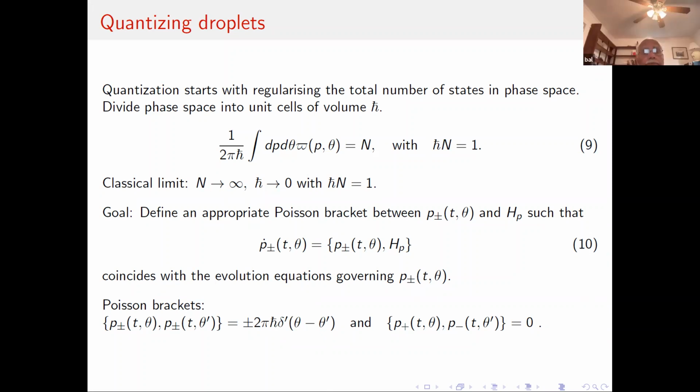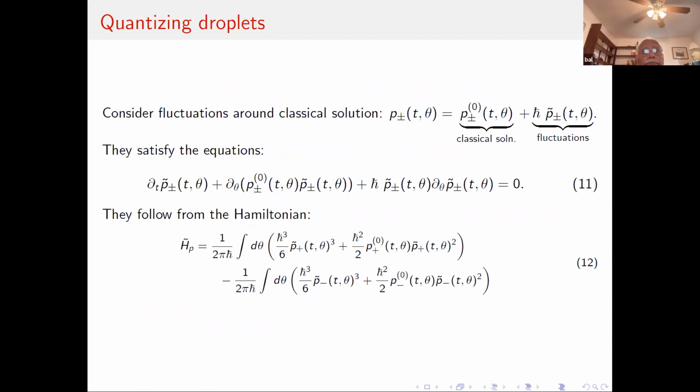Okay, go on. So if we consider fluctuations around these classical solutions, the fluctuations come at order h cut, and these fluctuations satisfy an equation like this. From this equation, you can easily derive the governing Hamiltonian for the fluctuations, which involves a cubic part, as well as a quadratic part.